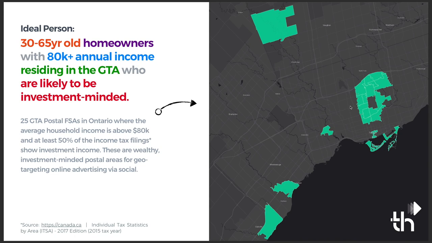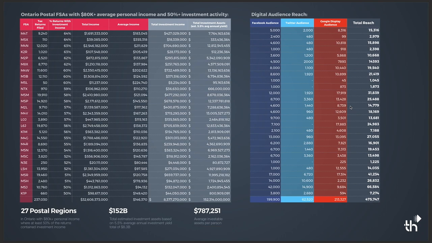So tax data in aggregate is actually publicly available both in Canada and the US. I went to canada.ca, and this is called Individual Tax Statistics by Area, ITSA 2017 edition, and it reports on the 2015 tax year tax filing data. And from that report, I was able to pull the top 25 postal codes, this is what you're looking at here, that are investment active but also affluent.